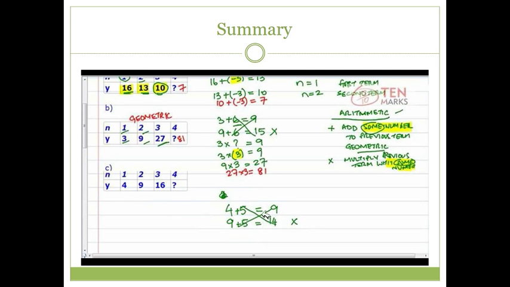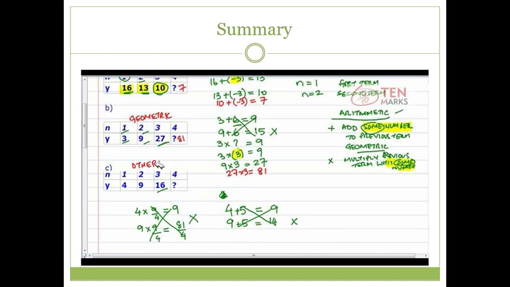Let's see if it's a geometric sequence. Let's take the first term, which is 4, and multiply it by something to get 9. What do I have to multiply by to get 9? I have to multiply by 9 over 4. Let's assume this is the number. Then I take 9 and multiply by 9 over 4. What do I get? 81 over 4. Is that the next number? The next number is 16, not equal. So this is not a geometric sequence either. So the answer to this is other type of sequence.